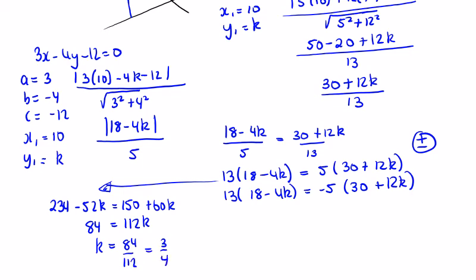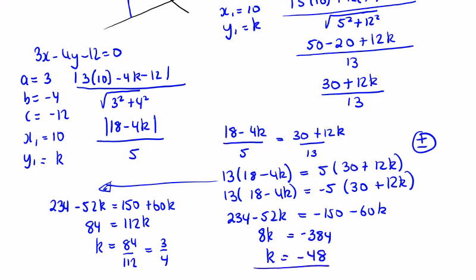And in this one, we're going to get 234 - 52k is equal to -150 - 60k. So if I bring the 60k to the left, I'm going to get 60 minus 52, 8k equals, I wrote 234. Don't go too quick. 150 and 234, both minuses, is going to give me -384. And 8 into 400 would be 50, so it's 2 less than that, so it must be 48. So k is equal to -48.